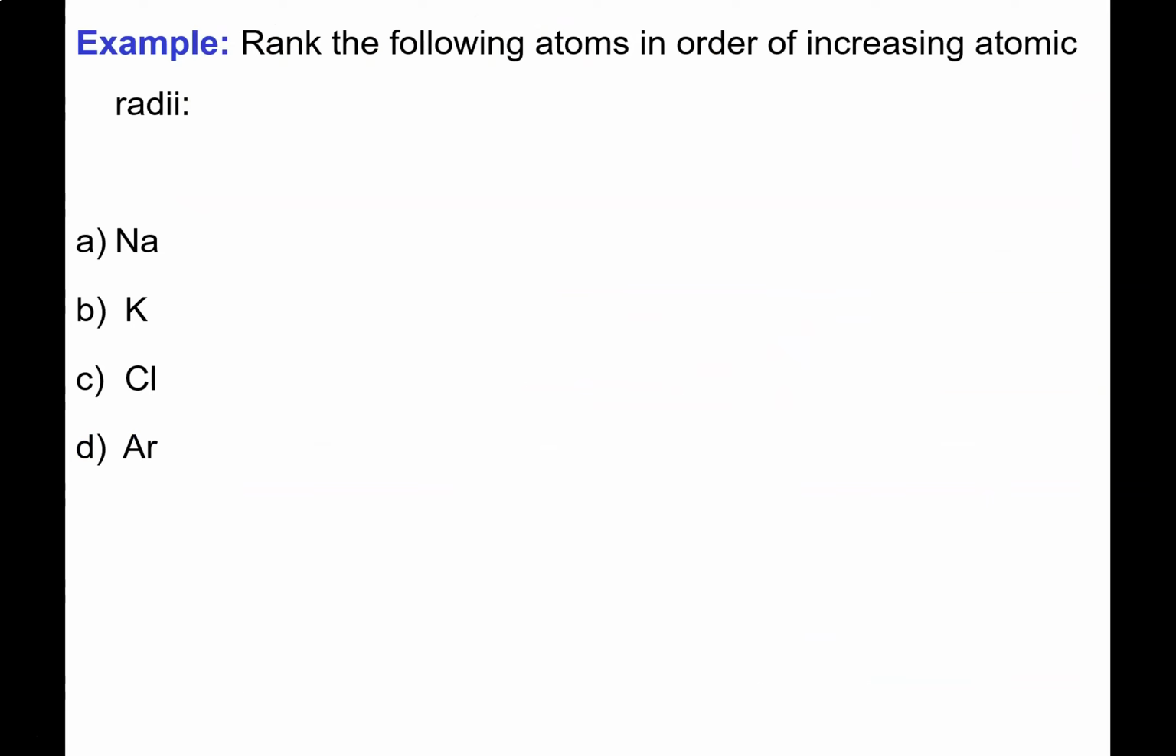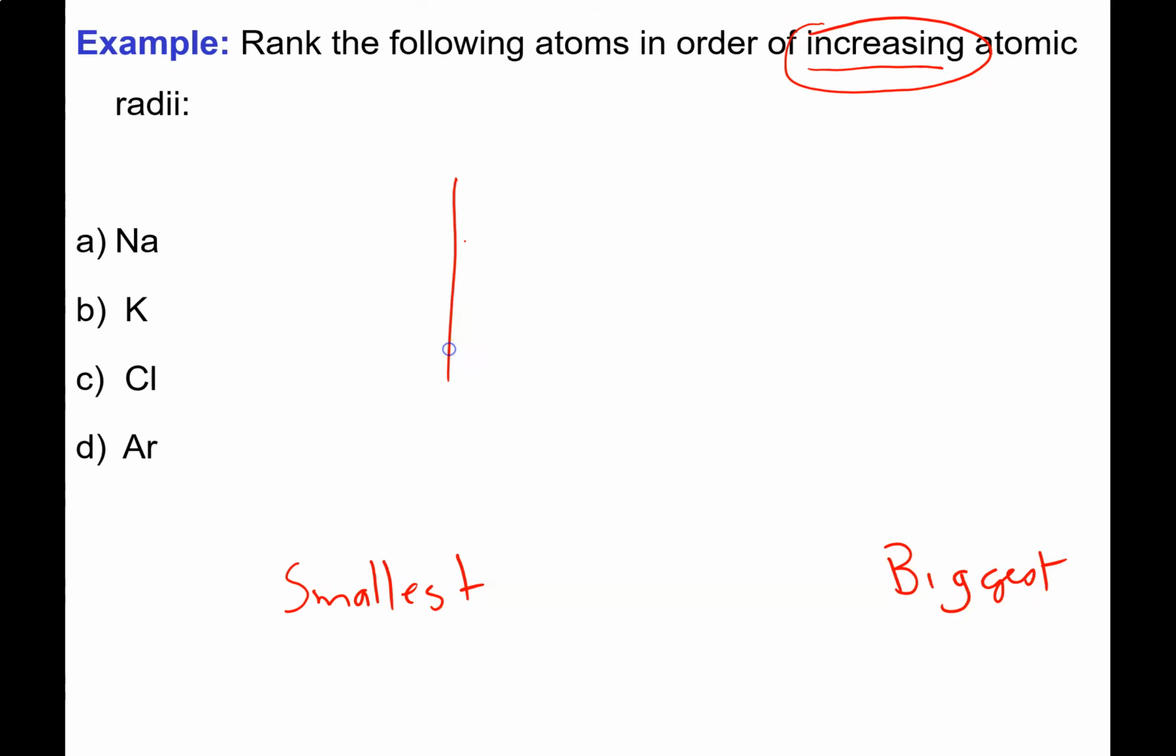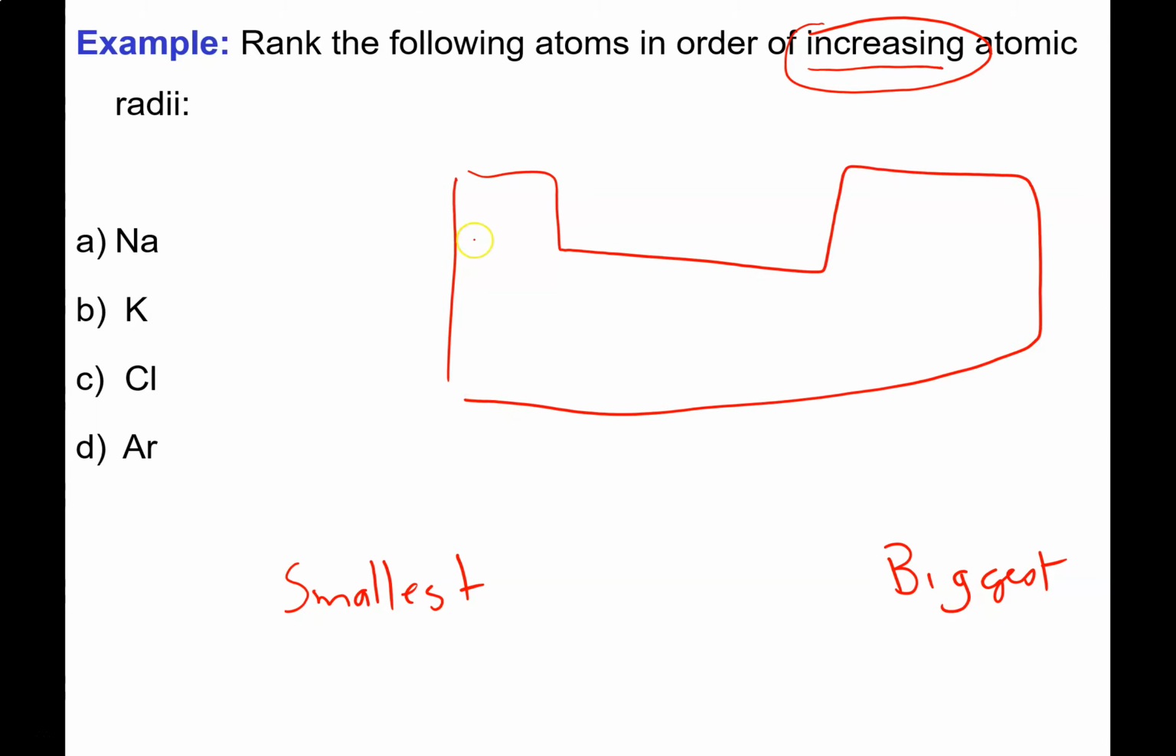A typical question concerning this will be ranking. So this says rank the following atoms in order of increasing atomic radii. The first thing that I want to do is identify the smallest one, because I want to list these from smallest to biggest. So it's not too bad. I just have to think about where these four atom types fall on the periodic table.